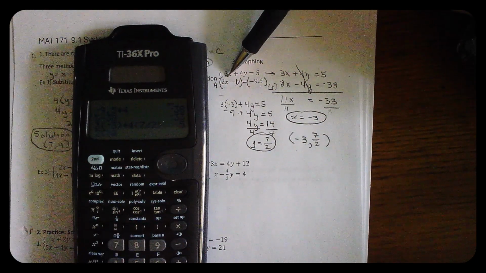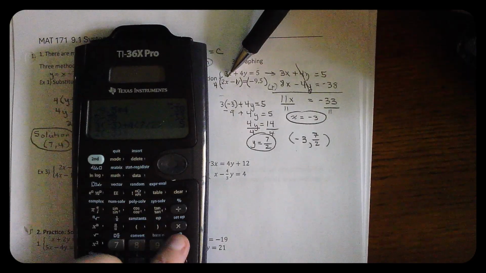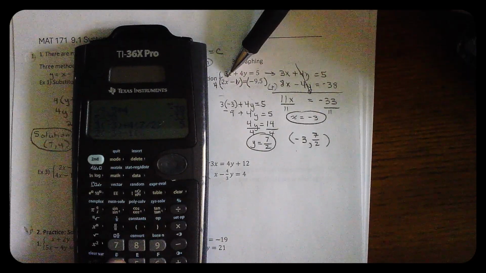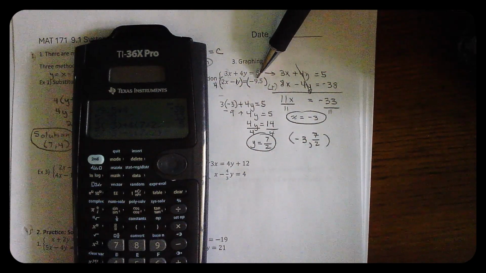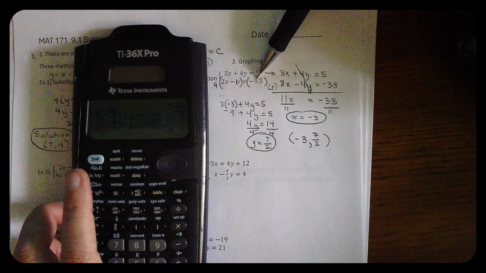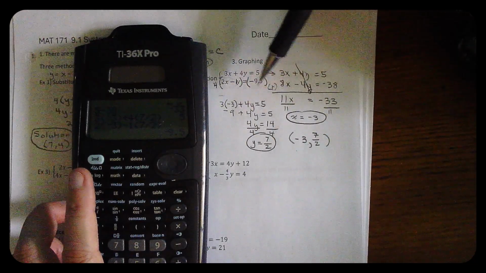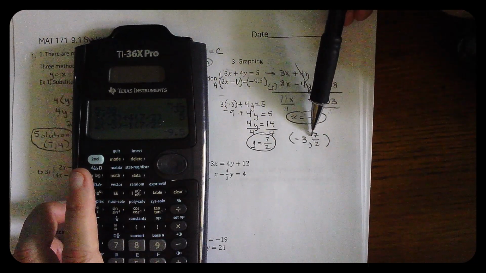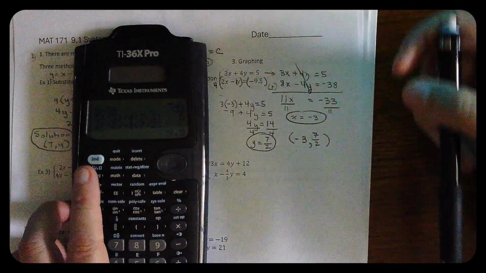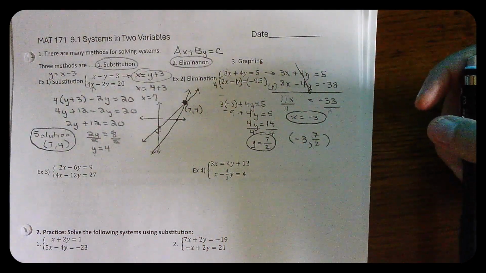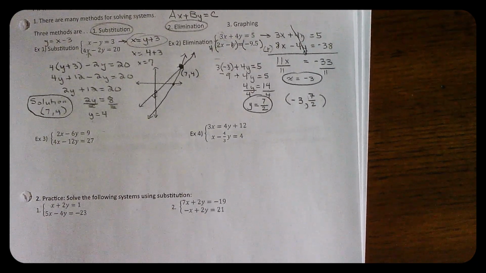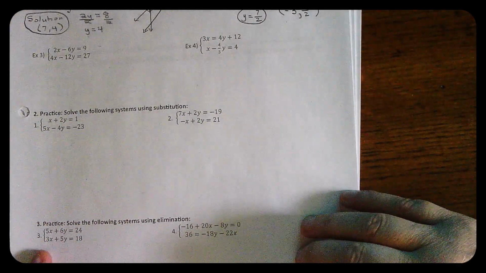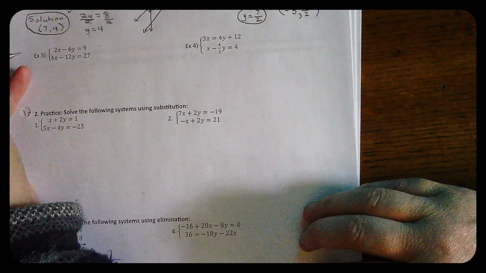So 2 times negative 3 minus 1 times 7 over 2, when I hit enter, should equal negative 9.5. So if you check both answers, then now you know for sure that's correct. So you can always do that. Okay, so examples 3 and 4, you get to decide what method you would like to use.